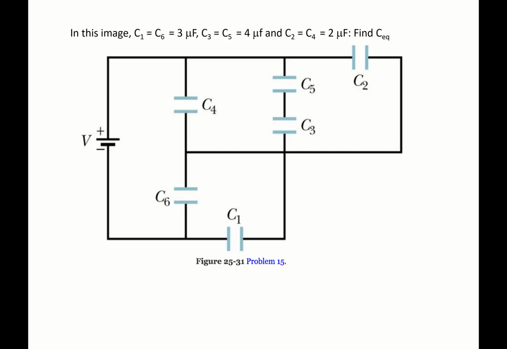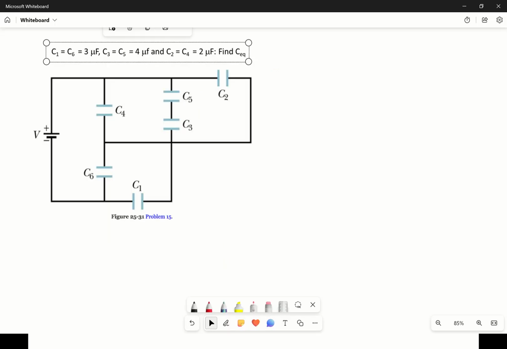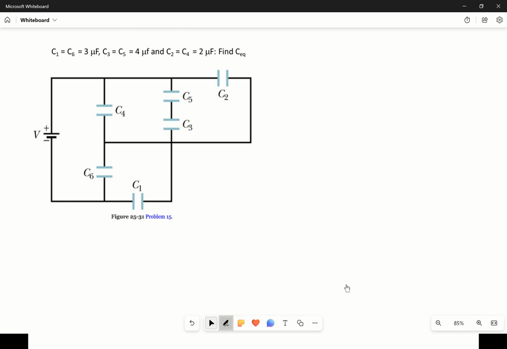Okay, so let's do one more calculation. Here's an example with 6 capacitors, and I'm going to go over to my whiteboard to do that so I got a little bit more room. So here we've got 6 capacitors. C1 and C6 are the same as each other. They're 3 microfarads. C3 and C5 are the same as each other. They're 5 microfarads, and C2 and C4 are 2 microfarads. So I want to calculate what's the equivalent capacitance. So I'm going to simplify this down to one single capacitor.